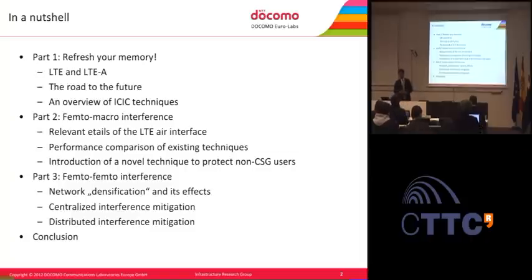Then part 3 will be femto-to-femto interference, which is actually Sekan's PhD topic. We will look at the effects of network densification. This is a word that's being used more and more these days. Then we look at two different ways of addressing this problem: one, a centralized approach, and the other, a distributed approach. And then we'll draw our conclusions from our discussion today.